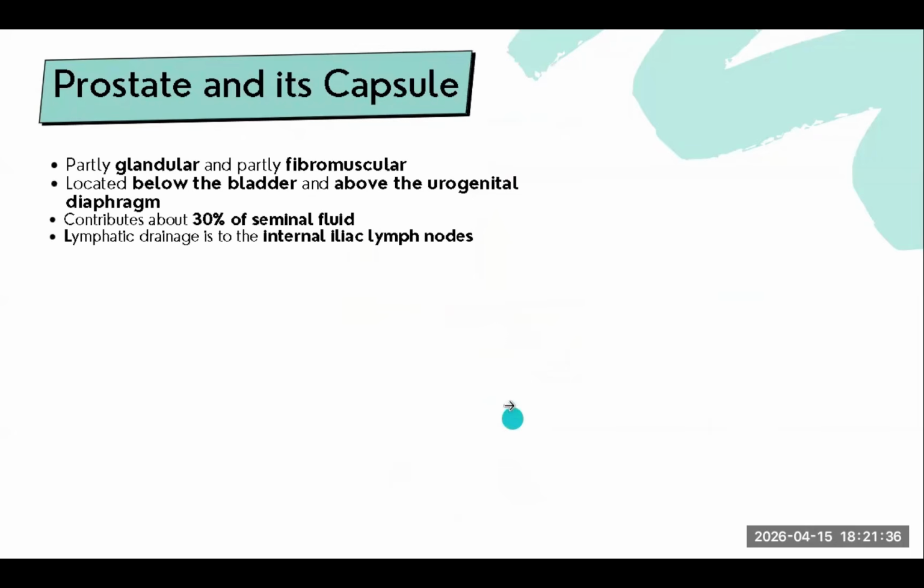Now let's talk about the prostate and its capsule. The prostate is part glandular and part fibromuscular. It's located below the bladder and above the urogenital diaphragm. It contributes about 30% of seminal fluid, and lymphatic drainage is to the internal iliac lymph nodes.